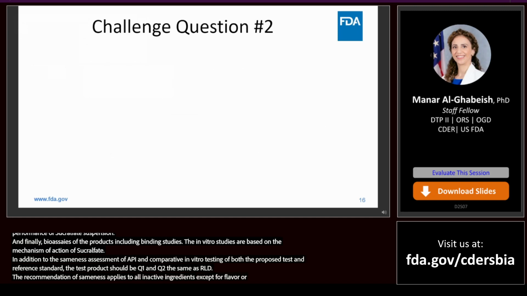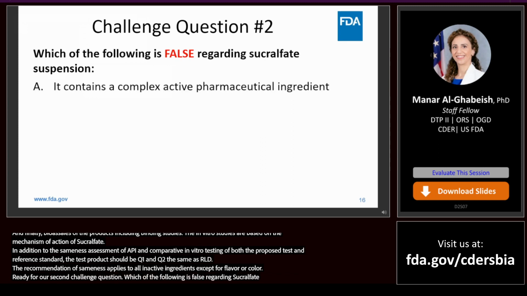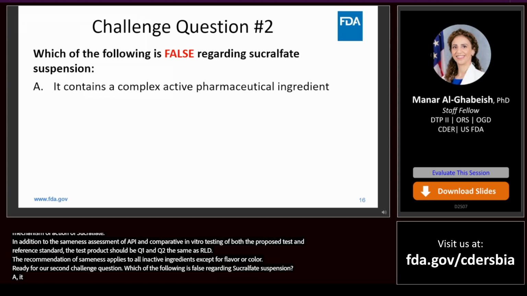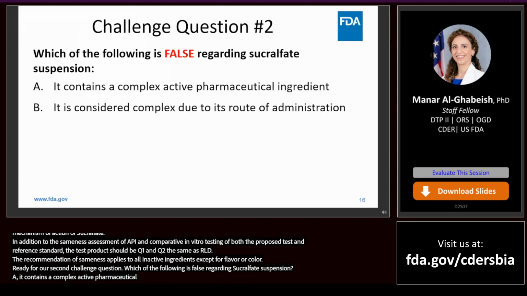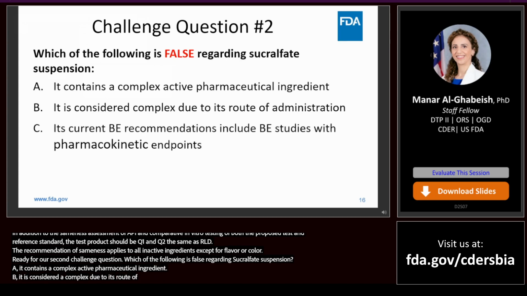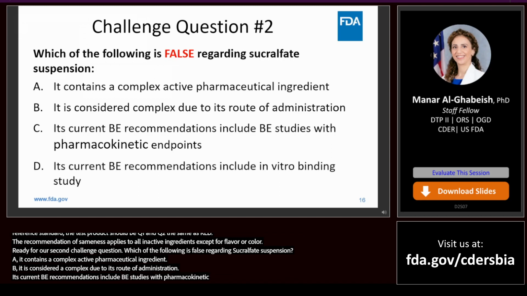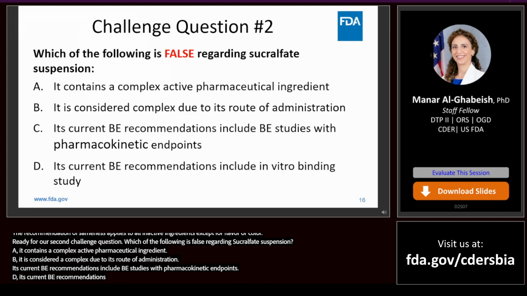Ready for our second challenge question? Which of the following is false regarding sucralfate suspension? A. It contains a complex active pharmaceutical ingredient. B. It is considered complex due to its route of administration. C. Its current BE recommendations include BE studies with pharmacokinetic endpoints. D. Its current BE recommendations include in vitro binding studies. A few seconds.